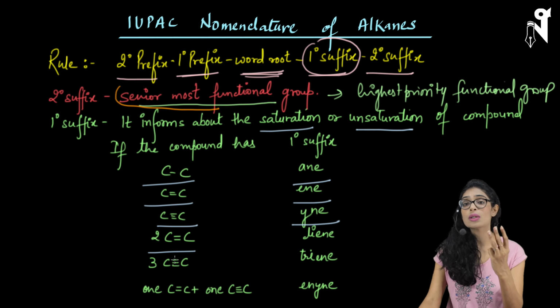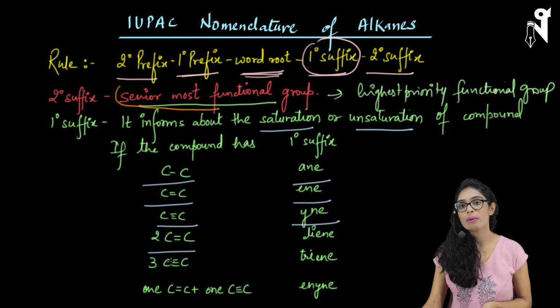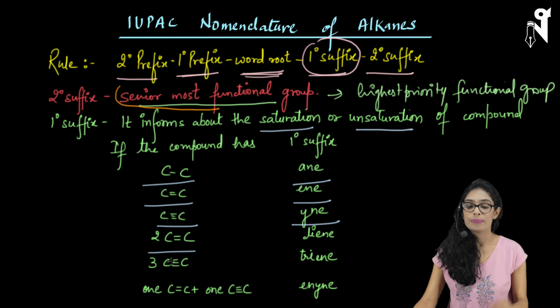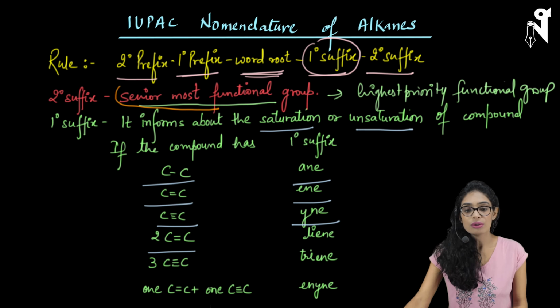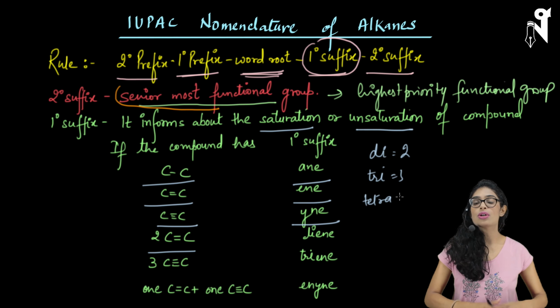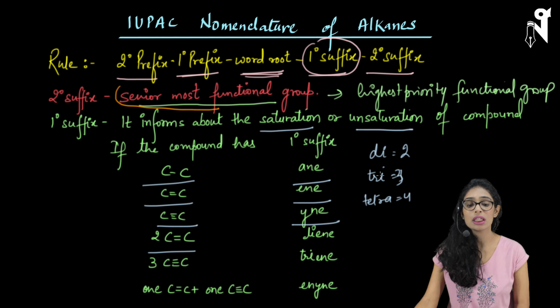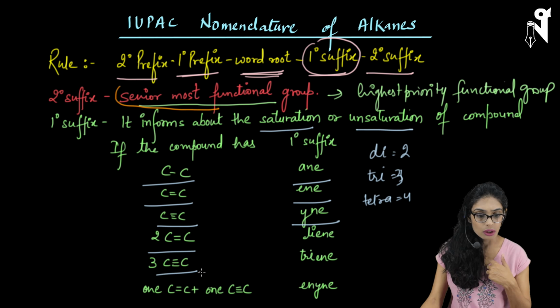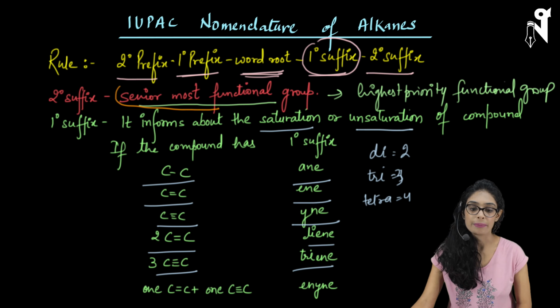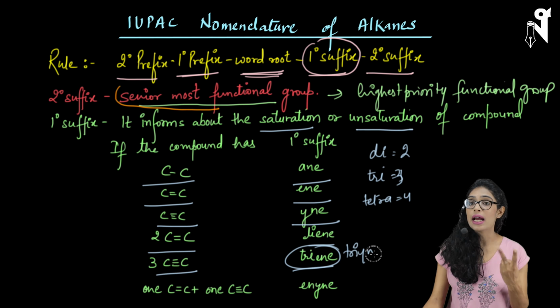If there are three double bonds in the whole carbon chain, 3 will be represented by tri, and ene is ene. If you have 4 double bonds, it will be tetra. So di for 2, tri for 3, tetra for 4, and so on. Though we don't get so many, but just to tell you. So tetra means 4, and tetraene will be the suffix. Similarly, if you have 3 triple bonds, you will have triyne. Sorry, what I have written over here is not triene, it's triyne. If you have one triple bond, only yne. If you have two triple bonds, diyne, and so on.